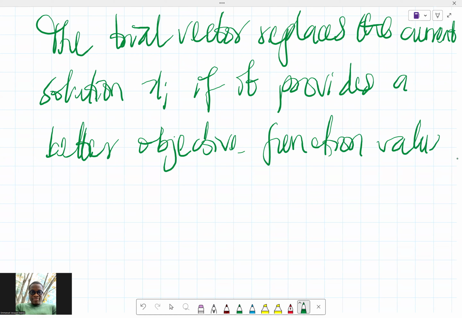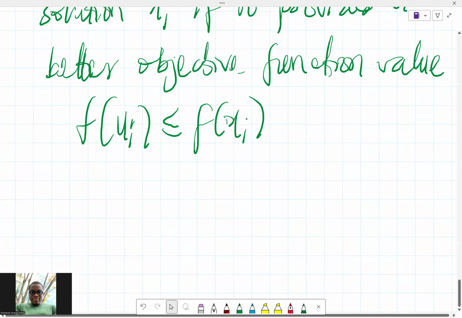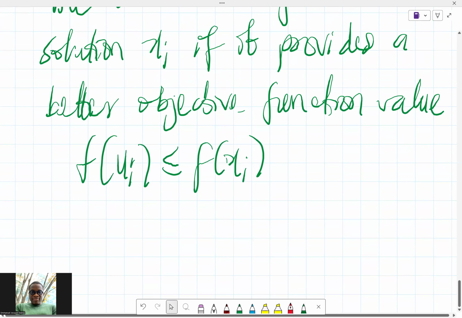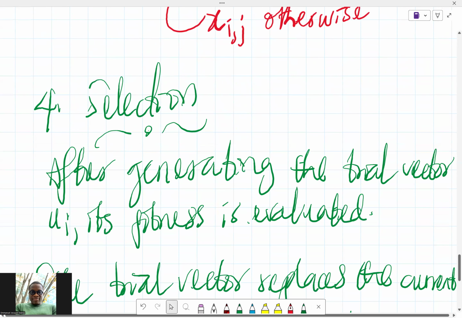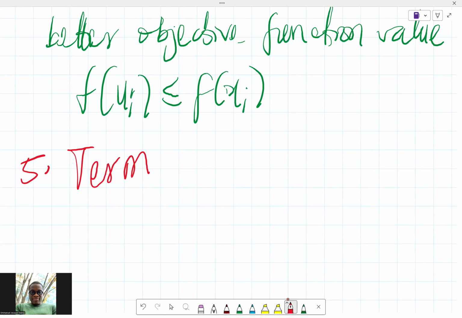Because this is standard for evolutionary algorithms too. So you have f of ui is less than or equal to f of xi. So if this happens, we can do our replacement as required, and we go for step 5 where we talk about termination. So termination.